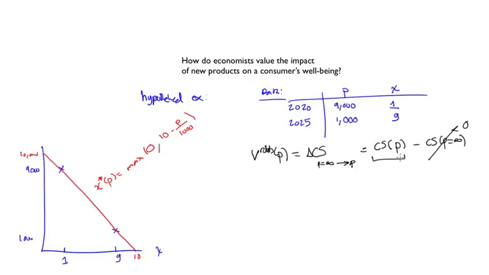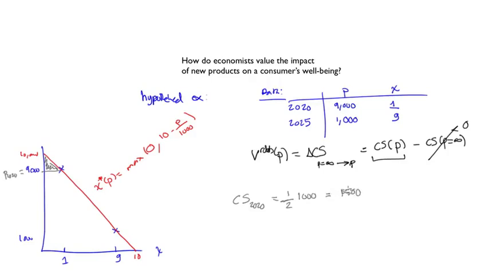So let's think for a second in this particular example about the consumer surplus at both dates. What is the consumer surplus in 2020? Well, we know that the price in 2020 is this. So we know that the value of the new product, the robot, is going to be this area, that consumer surplus, and that is just 1/2 times 1 times this height, which is 1,000. So it's just $500.